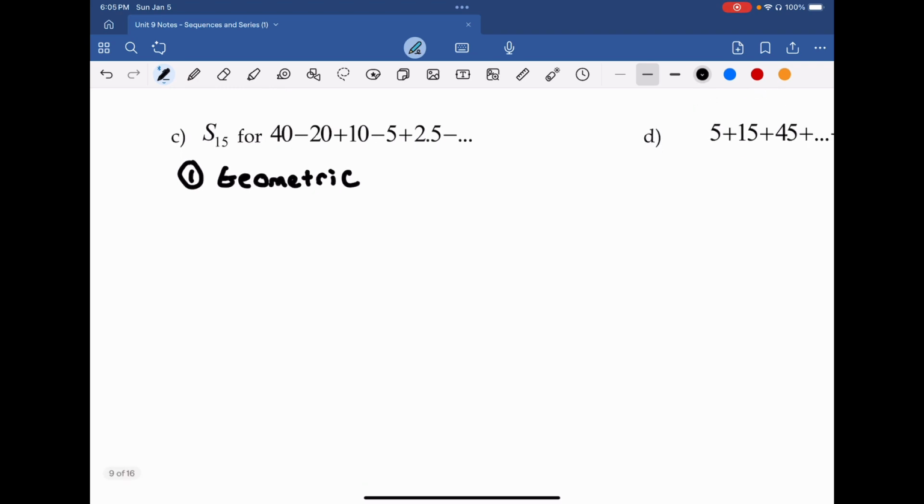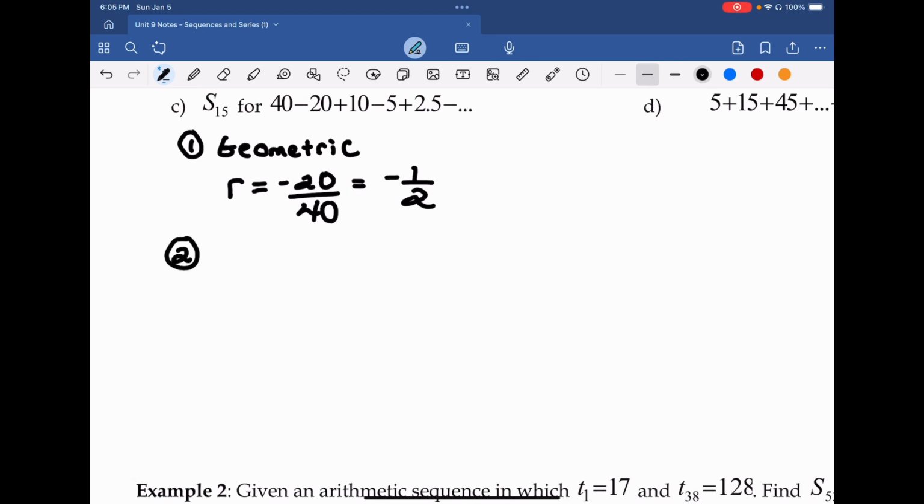Now, in the process of recognizing it's geometric, we should figure out that common ratio. What is happening, multiply or divide between the terms? In this situation, we take negative 20, which is term 2, and we divide it by 40. This is going to end up giving us a negative 1/2 ratio. Perfect.